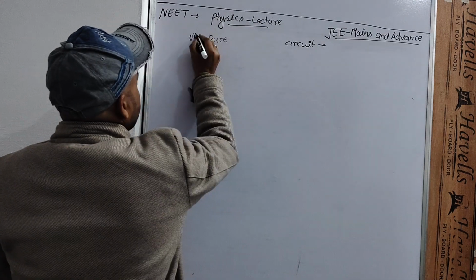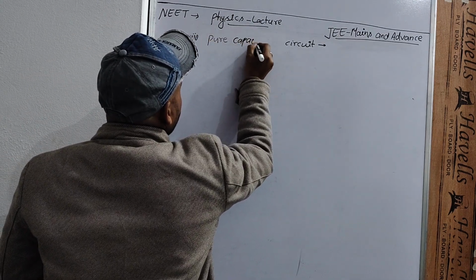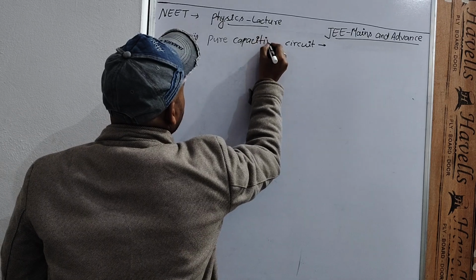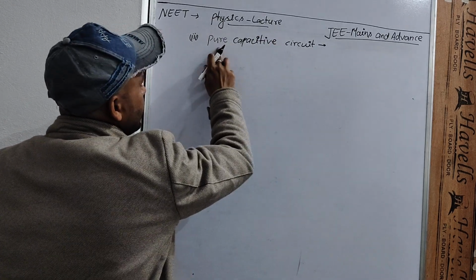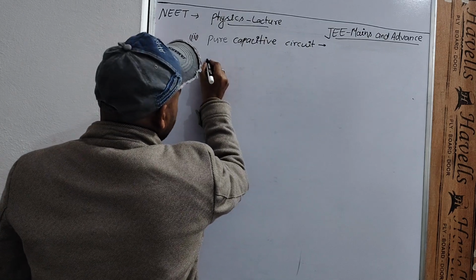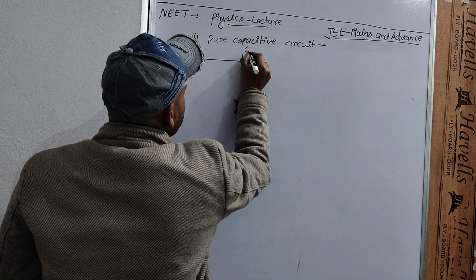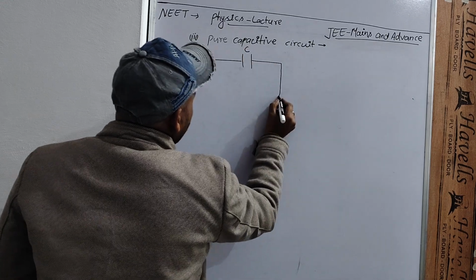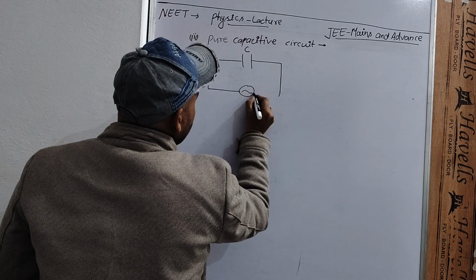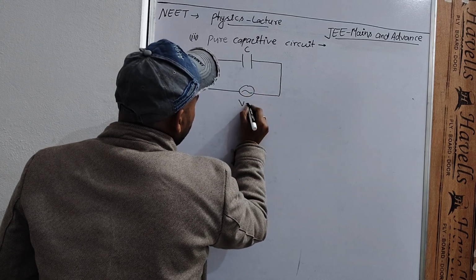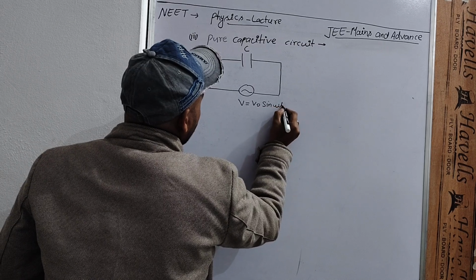Our next topic is pure capacitive circuit. It can be represented diagrammatically as the symbol of capacitor is this, whose capacitance is C, which is connected with an AC source and the instantaneous voltage is defined as V naught sine omega t.